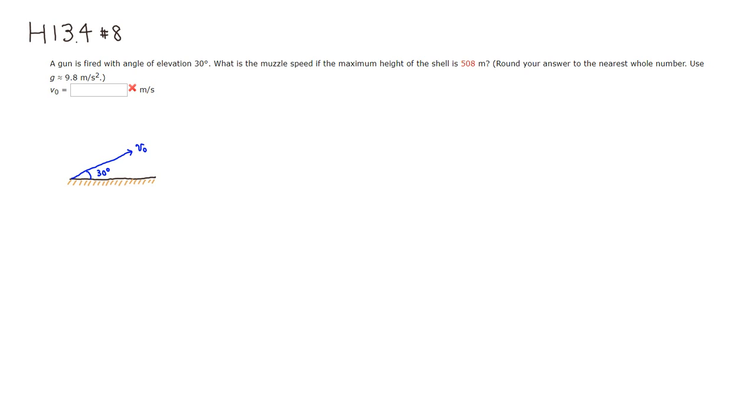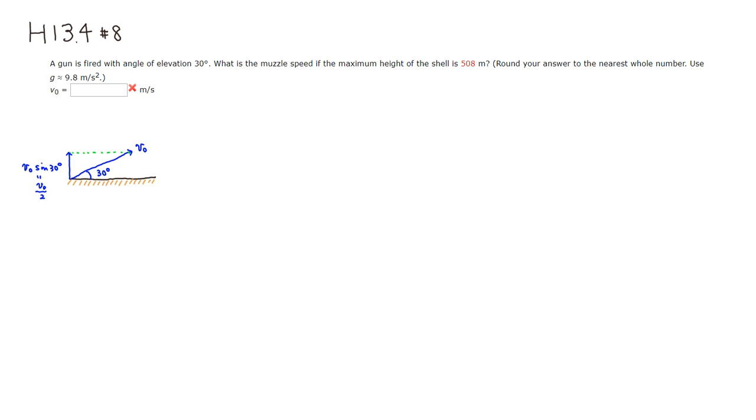So we were talking about the vertical component. We're going to look at the vertical component of the initial velocity, so only the vertical component here. It's going to look something like that. So this is going to be V0. Then you just have to multiply by sine of 30 degrees, which is 1/2. So this is just going to be V0 over 2. That's the initial velocity in the vertical direction.